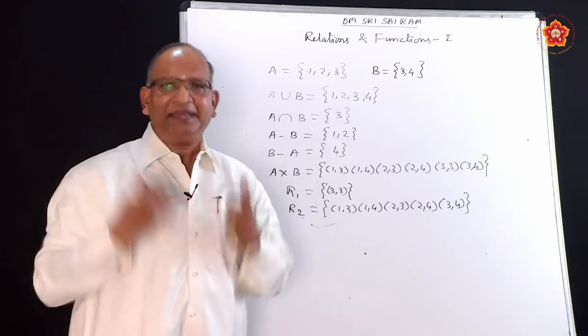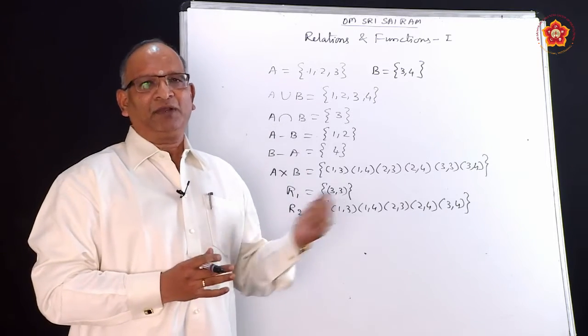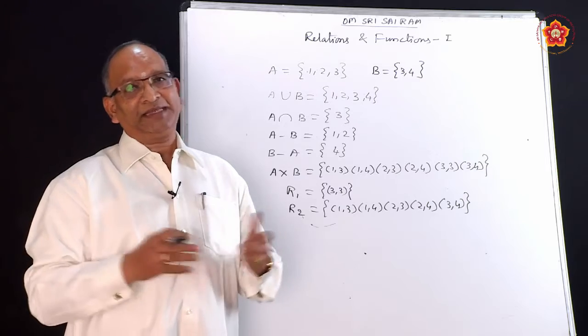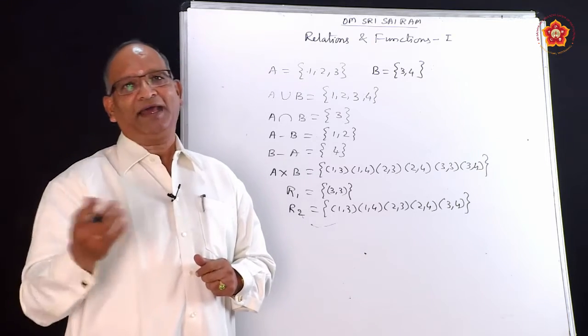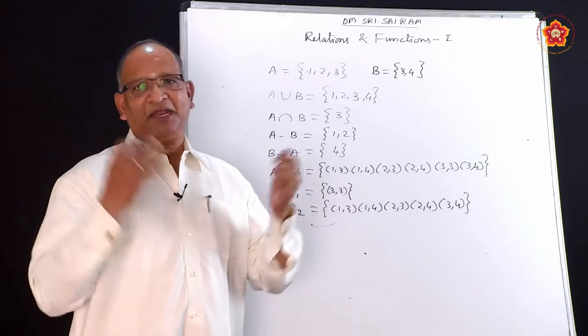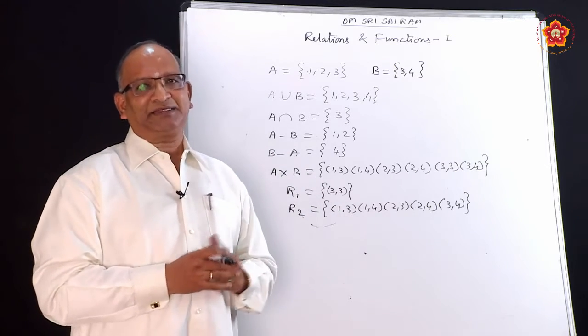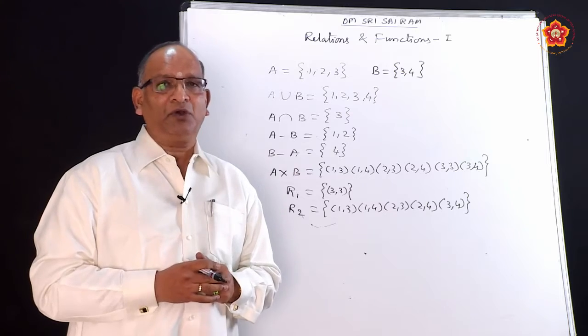You can define any number of relations from this Cartesian product. You can say greater than, you can say square root, you can say square of, you can define any number of relations from the same Cartesian product. But what is important to know?